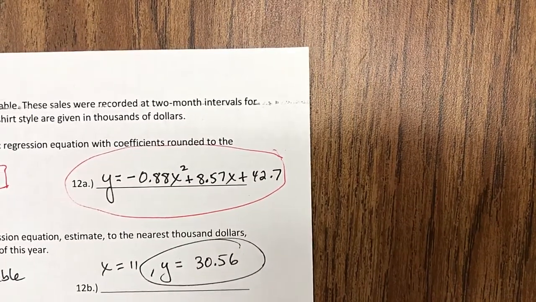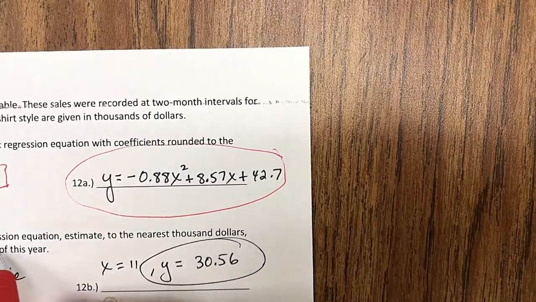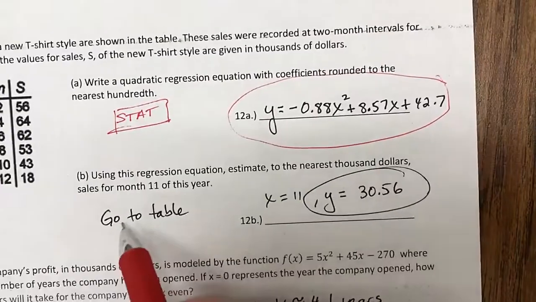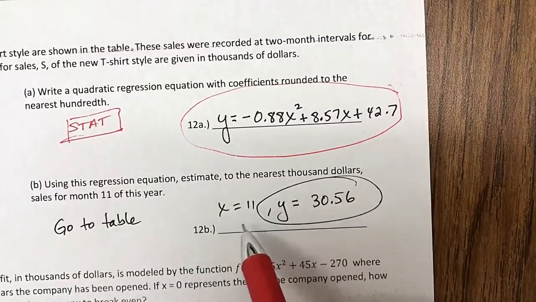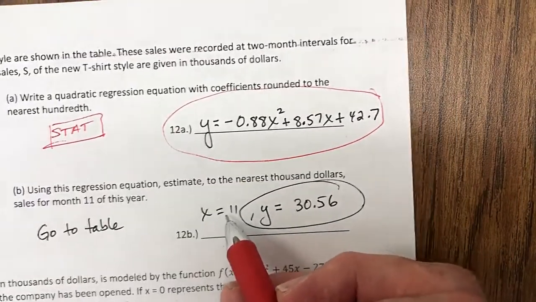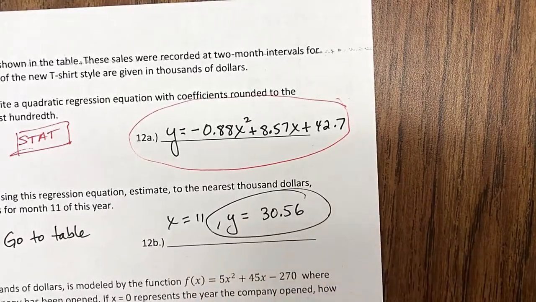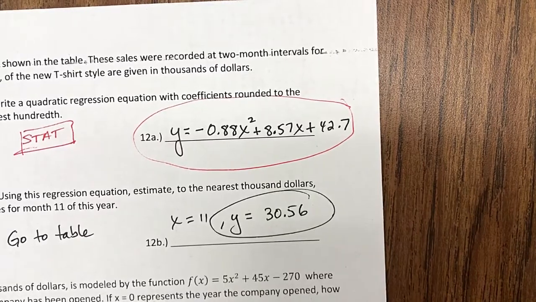But to find what happens in month 11, notice that the table didn't include month 11, so you go look at the table in your calculator, and it turns out that when x is 11, the 11th month, you read across, and y is 30.56.